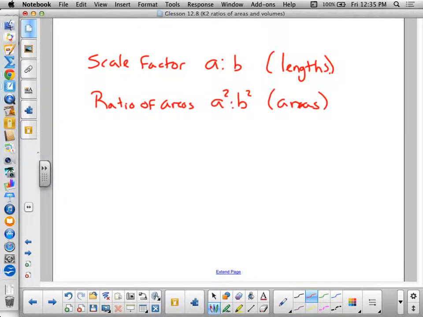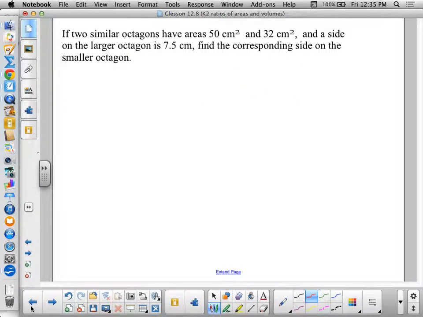It's supposed to be an E. Okay? So a pretty simple concept. So let's take a look at this.